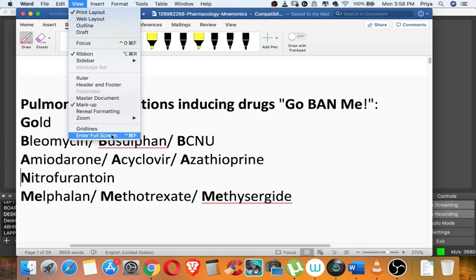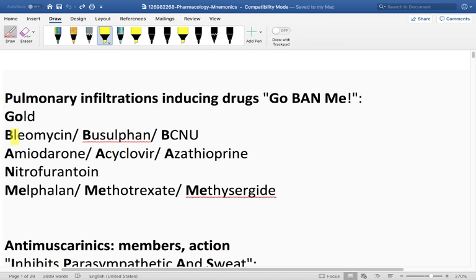Bleomycin, busulfan, amiodarone, acyclovir, azathioprine. Then, GO means gold. Gold is very well known. A lot of times this question has been asked. Similarly, nitrofurantoin, melphalan, methotrexate, methysergide. You are not going to basically forget.